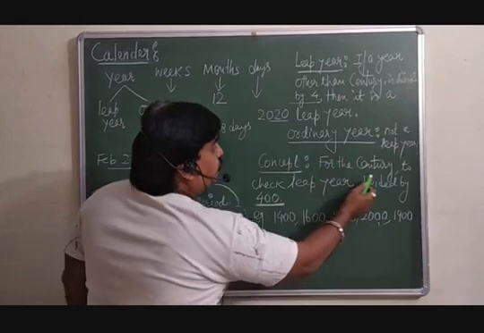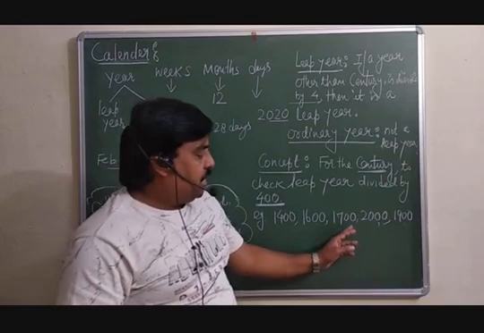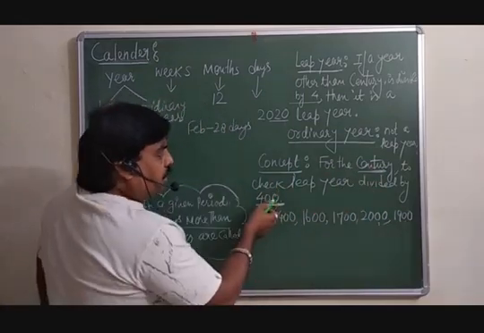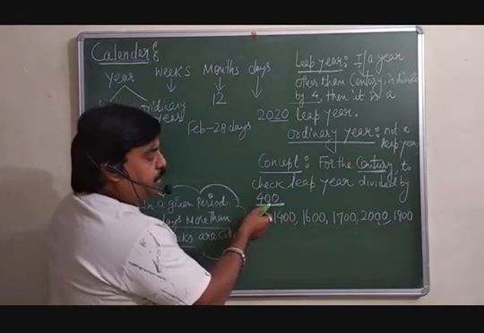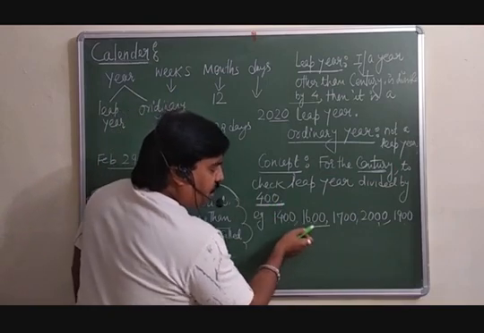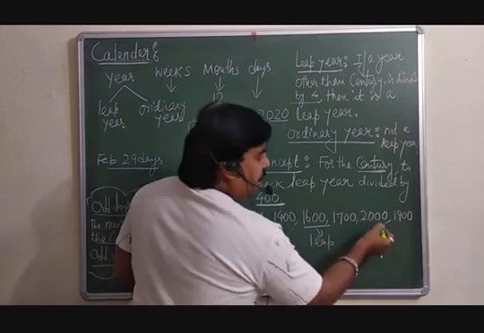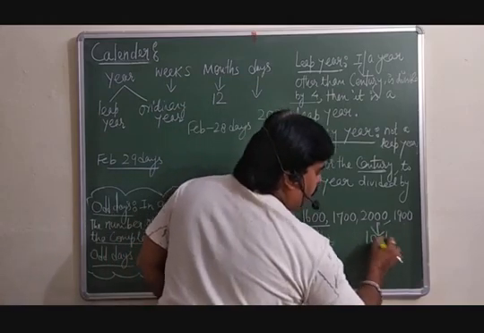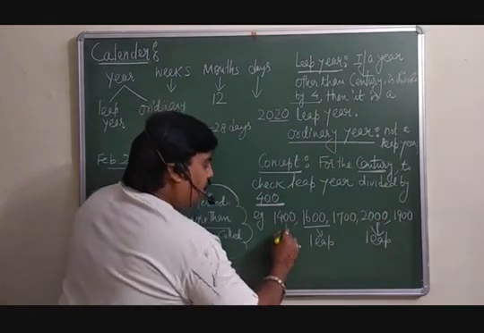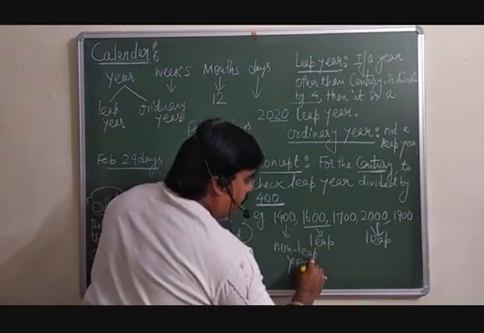Now, in the case of centuries, suppose any century is given like 1400, 1600, 1700, 2000, 1900, how do we know whether it is a leap year or not? In that case, you are supposed to divide by 400. If it is divisible by 400, then it will be a leap year, otherwise not. See, 1600 is divisible by 400, so this is a leap year. This is also a leap year because it is divisible by 400. But these are not divisible by 400, so these are non-leap years, or you can say ordinary years.